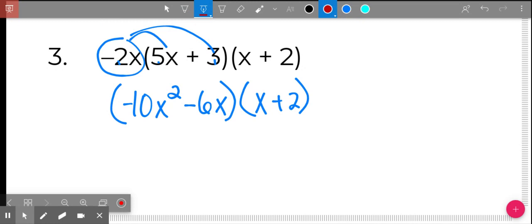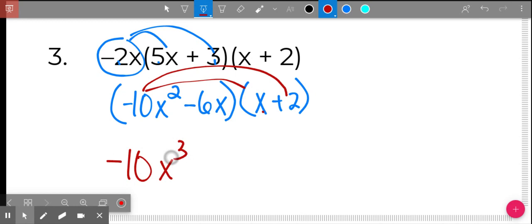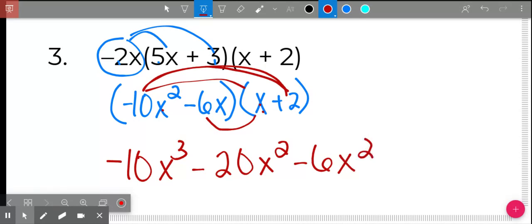Now I can distribute all of this together. Now remember, if you feel like I'm going too fast, hit pause, rewind, make sure you're getting all of this down. So we're going to distribute the negative 10x squared minus 6x and the x plus 2 together. So negative 10x times x will give us negative 10x cubed, because if I have x squared and I add another x to it, it gives me x cubed. And negative 10x squared times 2 will give me negative 20x squared. Now to distribute the negative 6x, negative 6x times x gives us negative 6x squared. And negative 6x times 2 gives us negative 12x.